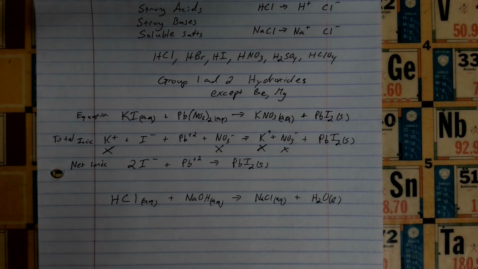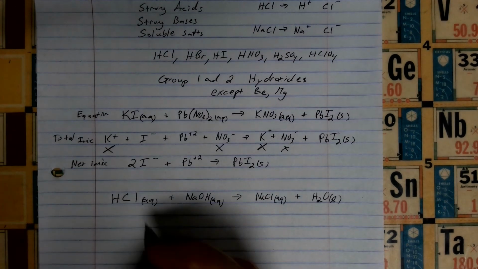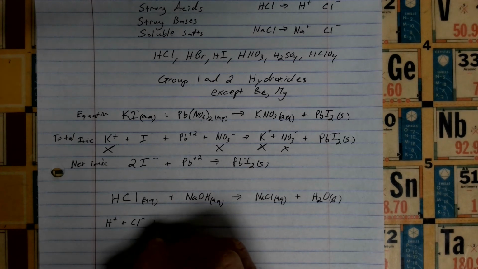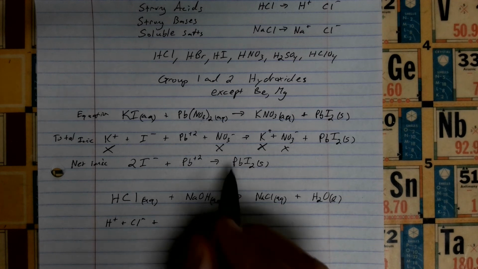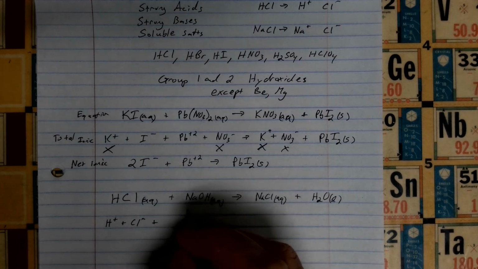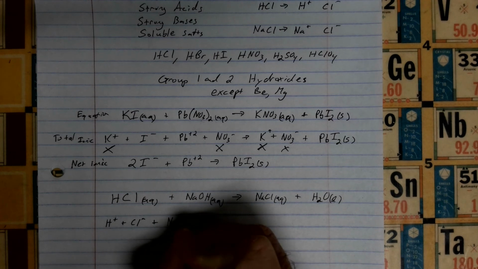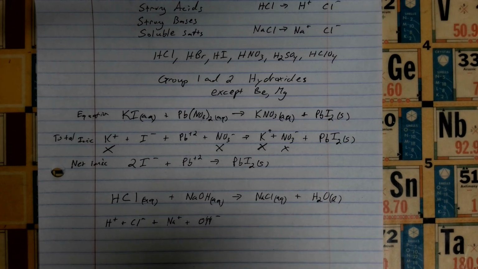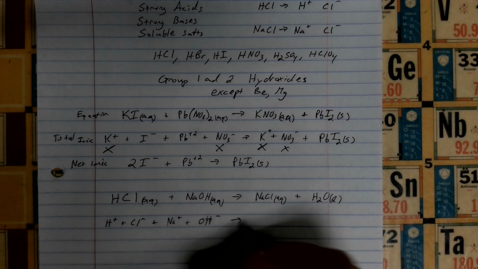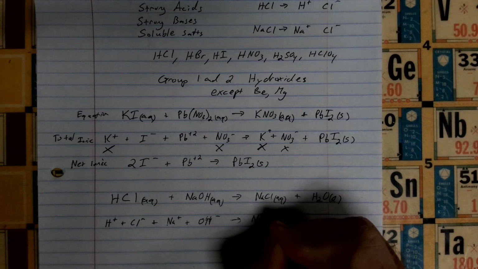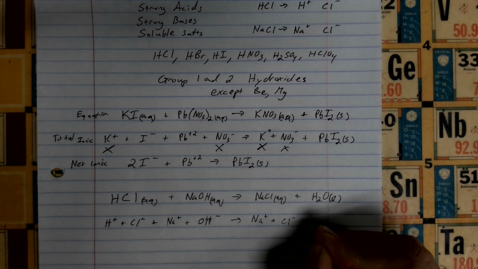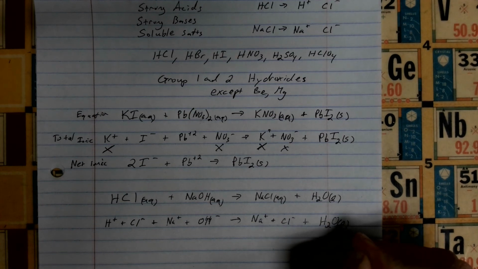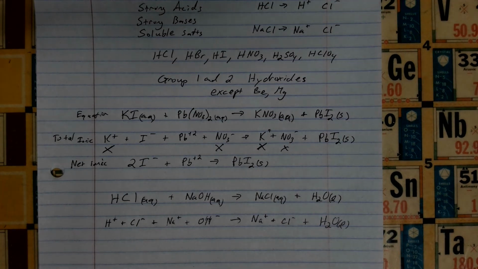If I want to do the total ionic, HCl, that's a strong acid. So I break it apart, dissociate it. NaOH, that is a group 1 hydroxide, which is a strong base. So that does get broken apart as well. NaCl, it's a soluble salt. And then water is a liquid. So we do not break liquids apart. So there's my total ionic equation.